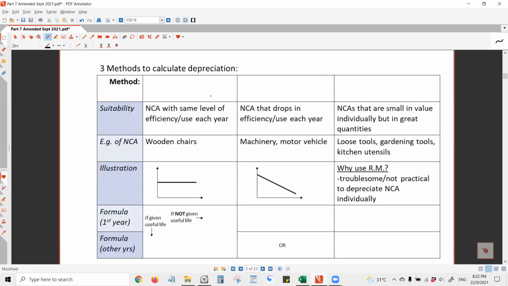There are 3 methods in total for you to calculate depreciation. It's not just as simple as taking the cost divided by useful life. Earlier I talked about useful life, right? 3 methods. Write down straight line method. Synonym you must also know. Synonym is known as equal installment method.